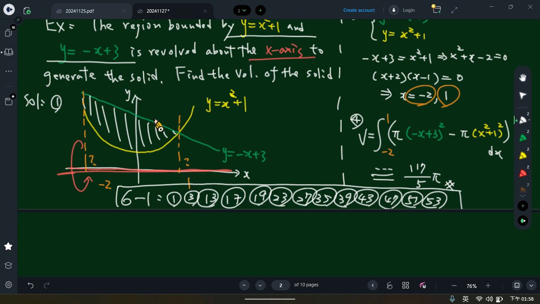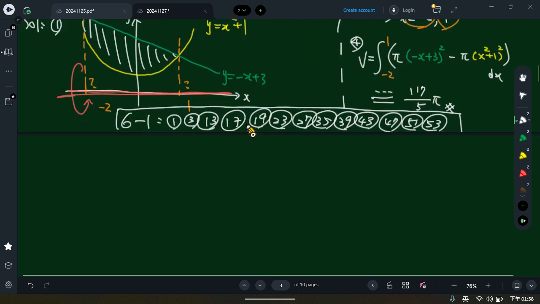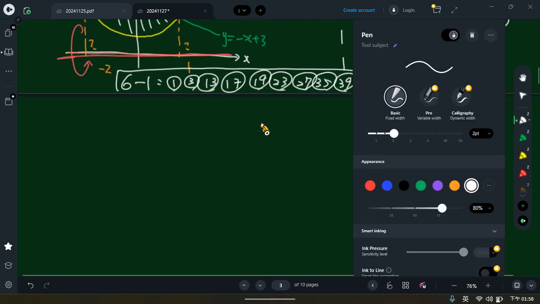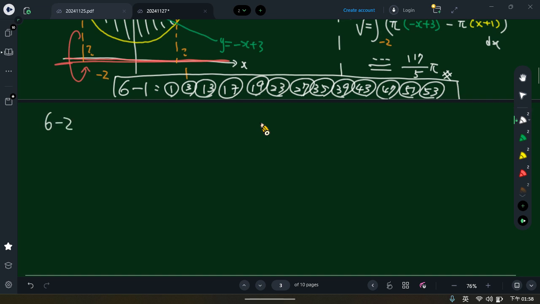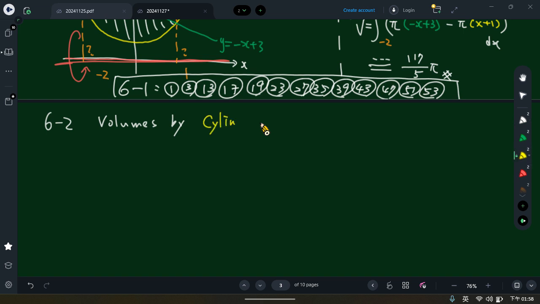And you also can use the shell method, which I will introduce later, to get the volume, and the answer will be the same. But different situations will use different methods. So right now we already know two methods, and we will move to the third one. That will be section 2: the volumes by cylindrical shells.